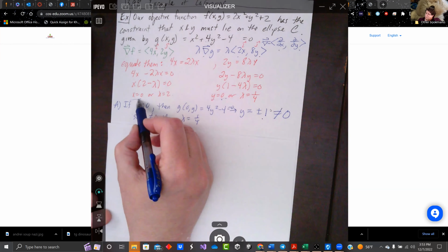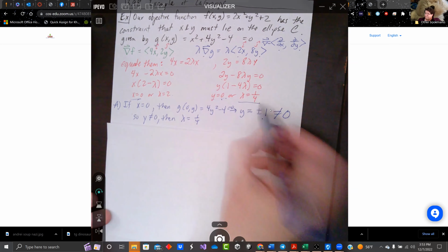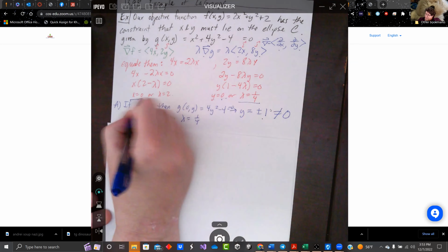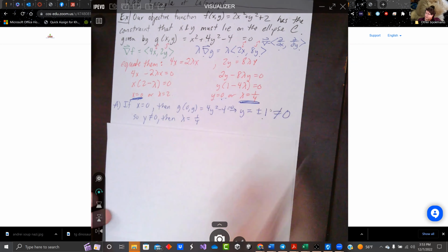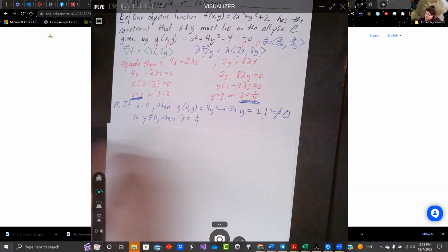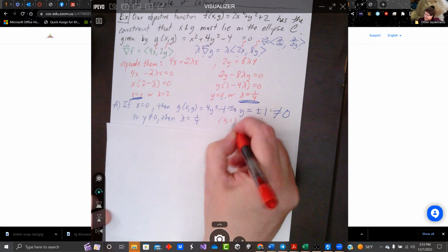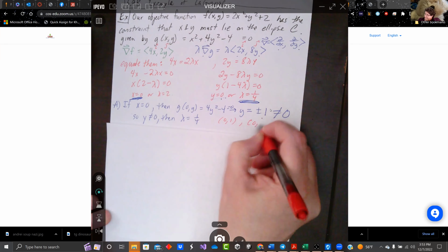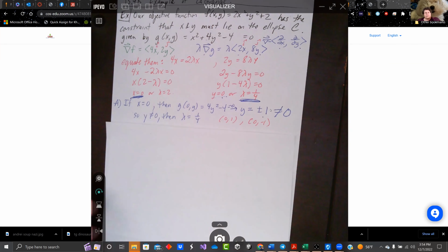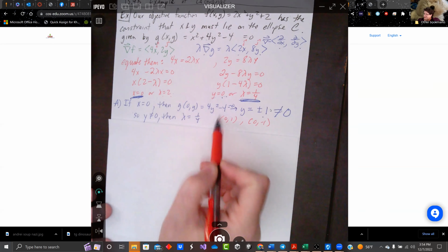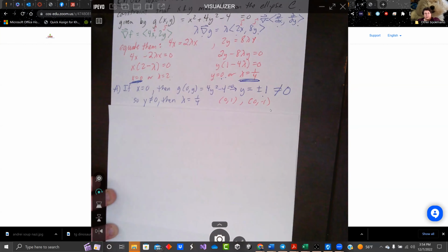So x equals 0 must be going with lambda equals 1/4. Okay. So these two go together. And this is going to generate some points right here, right? I've got (0, 1), and I've got (0, negative 1). Okay. Now let's take a look at lambda equals 2, and we're going to see that we should get y equals 0 to pop out.